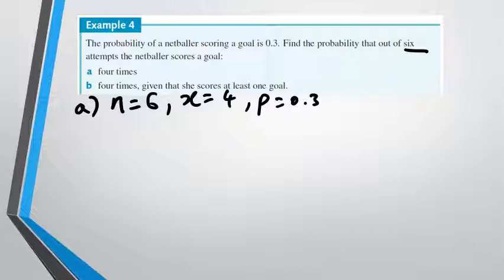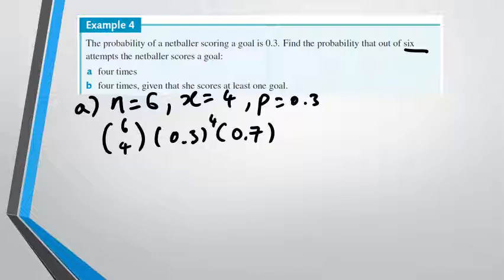So then you just simply put in 6, 4, 0.3 to the power 4, and 0.7. What power is that one? 2. Fairly straightforward, right? You guys get the idea? Just a note, you don't really need to put that in the calculator.